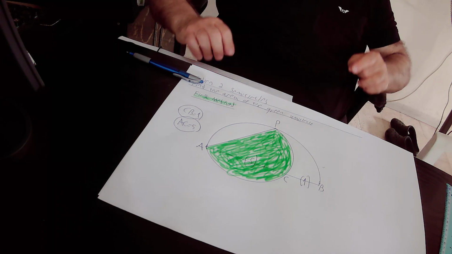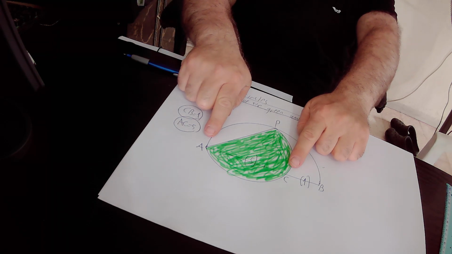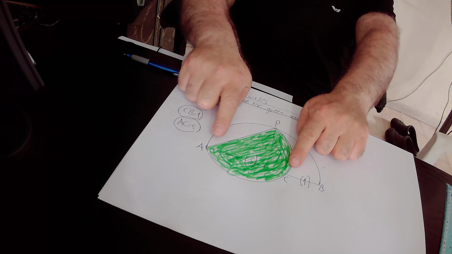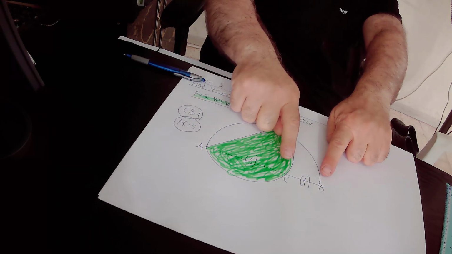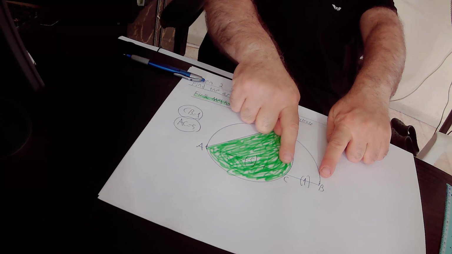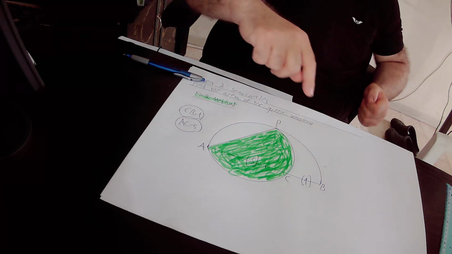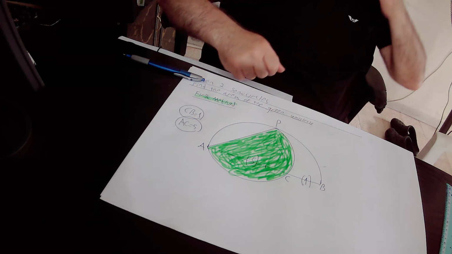In addition, we know that this is 9/7 AC. This is equals to 5 units in its length. This is 9/7 CB. This is equals to 1 unit in its length. And again, our mission is to find out the area of this green semicircle.